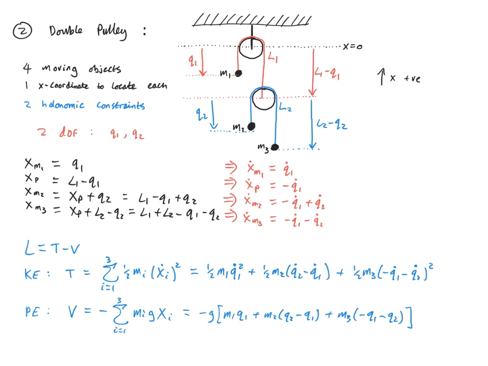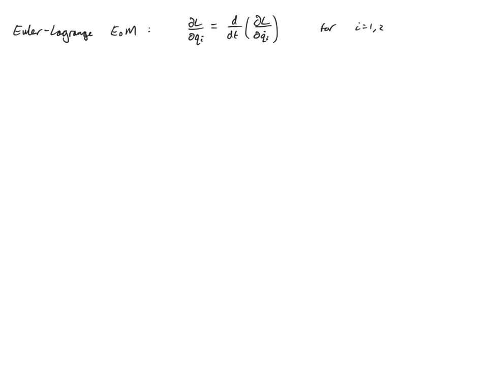The Euler-Lagrange equation of motion that determines the dynamics is a differential equation and therefore is blind to any constants we have in our Lagrangian. So here I've just thrown them away. The Lagrangian is therefore simply the kinetic energy that I've written here minus the potential energy. The next step is to plug this thing into the Euler-Lagrange equation of motion, which I've given here.